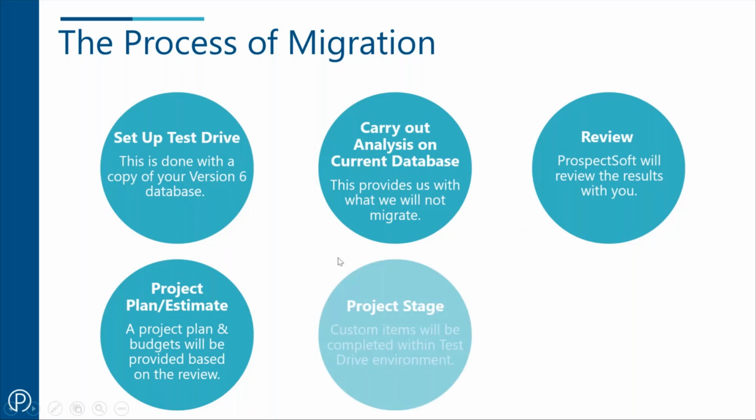So if you're happy after that to proceed onto the actual migration stage, this is where we actually go and start building your system within Prospect 365. And we do that still on the test drive environment, so you will still have your version 6 running and working as normal while we build the features and the custom tabs and so on in the actual test drive. That also allows you at each point of the project, when we do some work in the test drive, to actually test that and make sure you're happy prior to moving forward with a go live plan. So again, all in a sandbox environment.